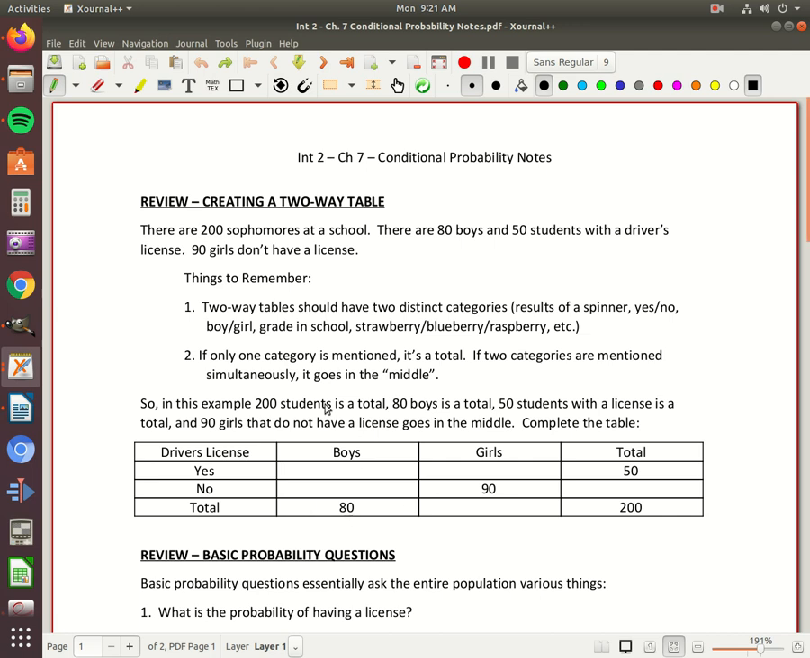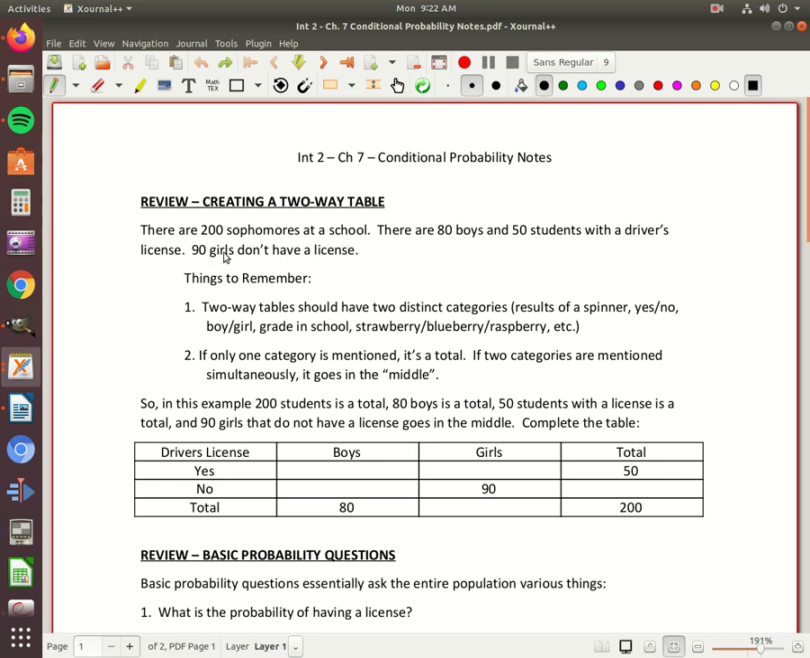So let's go ahead and look back up here. In this example, 200 students is a total. So there's 200 sophomores in the school. There's 200 altogether. There's 80 boys. It doesn't say anything about driver's license or not, so we have to assume that's a total. There's 50 students with a driver's license. It doesn't tell me if it's a boy or a girl, so we're going to go over here as a total. And there's 90 girls that don't have a license.